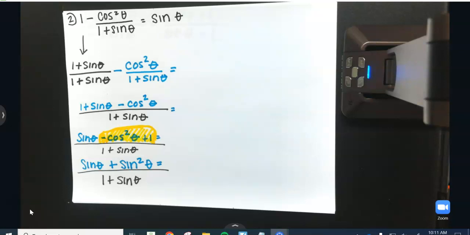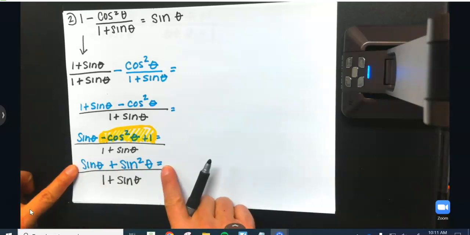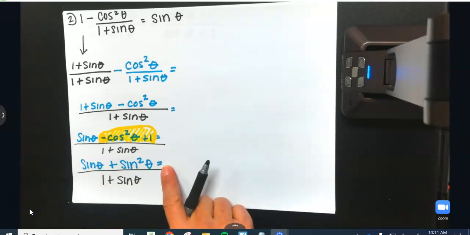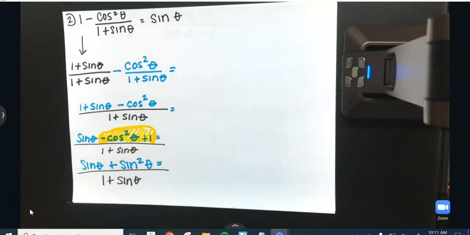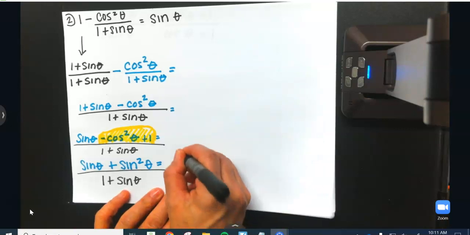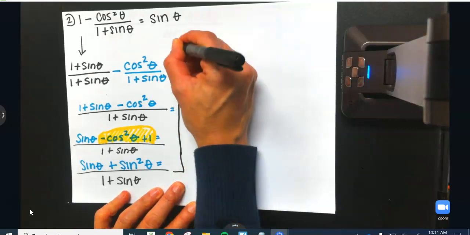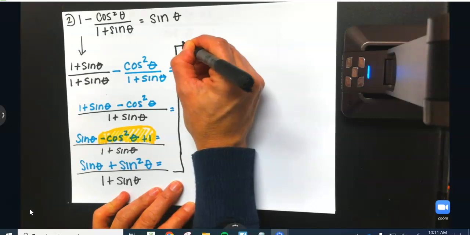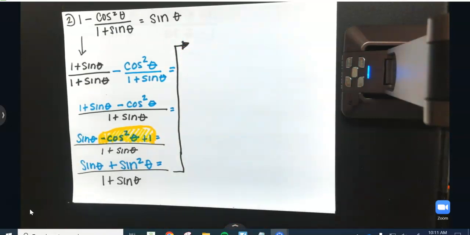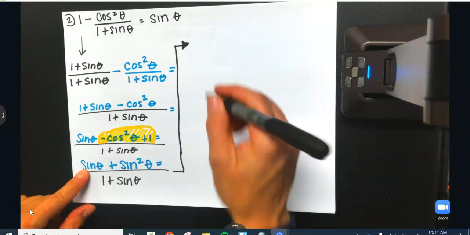How many times is the word sine written on the top? Right here. How many times? Twice? Once right here and once right here, yes? Then we can factor out. If it's written more than once, we can factor. I don't know what it's going to do, but at least it's something. Let's factor it out. See what happens. There's no guarantees, but if you're stuck, you can always factor it out.